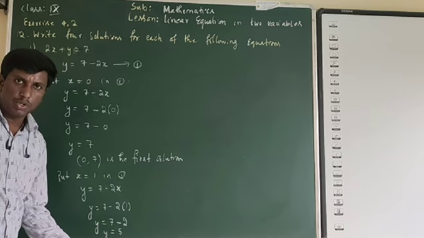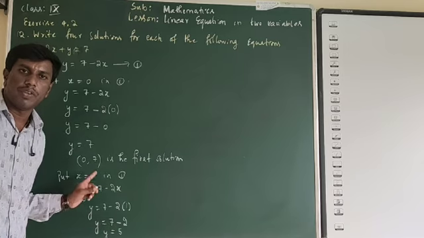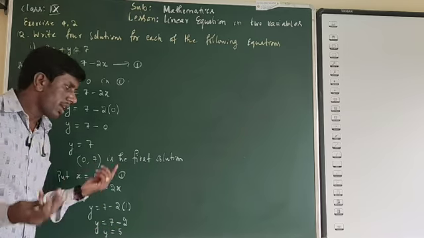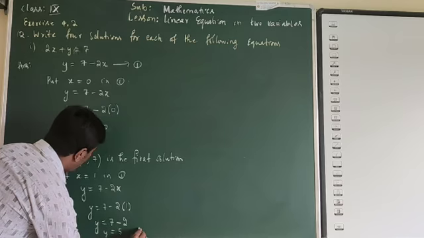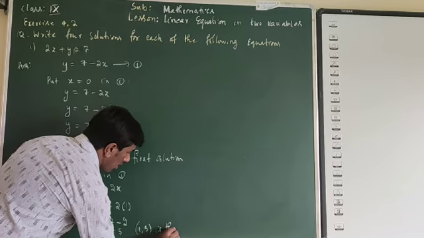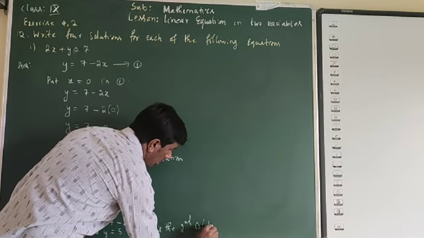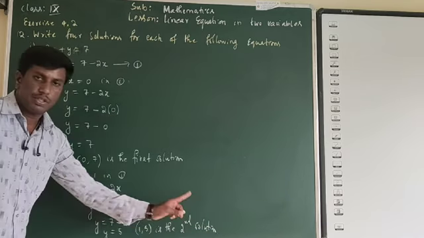So what concludes that? 1 comma 5 is the solution. In fact, it is the second solution. We will write there, 1 comma 5 is the second solution. Okay. So 1 comma 5 is the second solution.